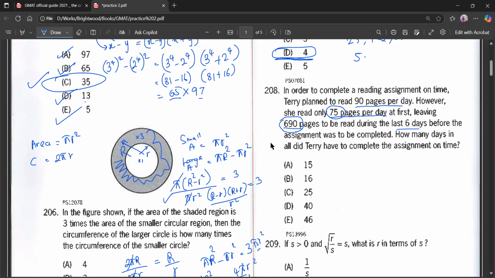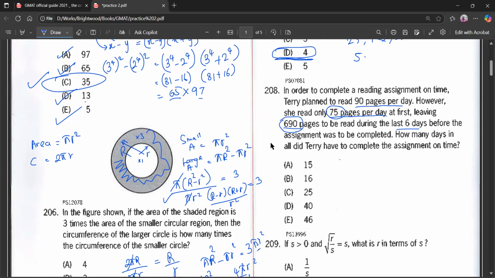Okay, you can think. Last 6 days. They are together, last 6 days. She takes how many? Last 6 days. 690. Okay. 90 pages per day, but 375 in the first day.